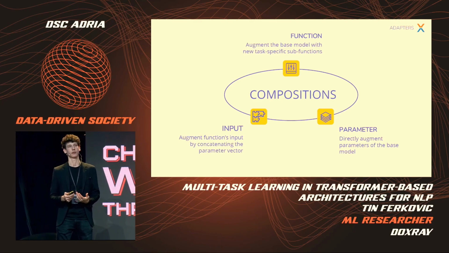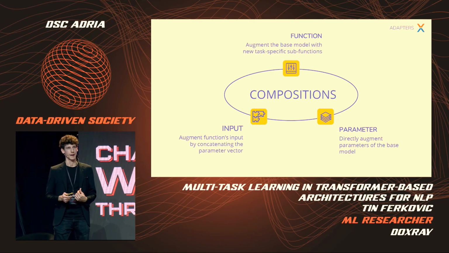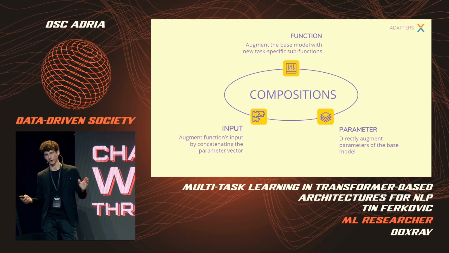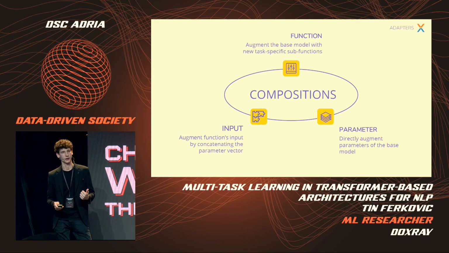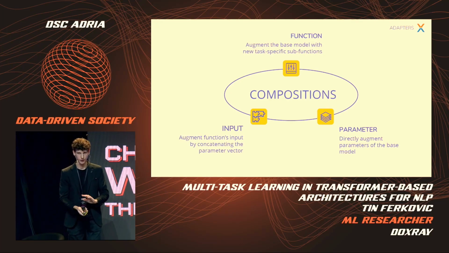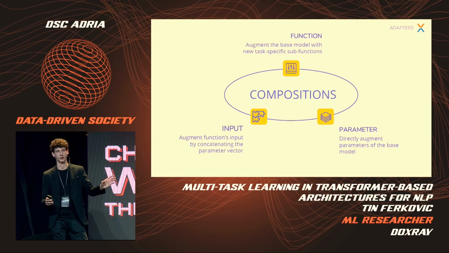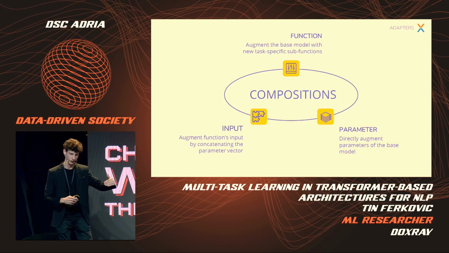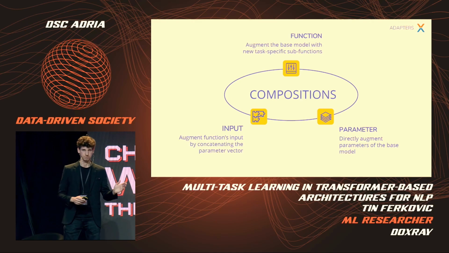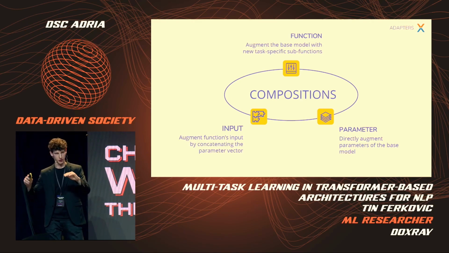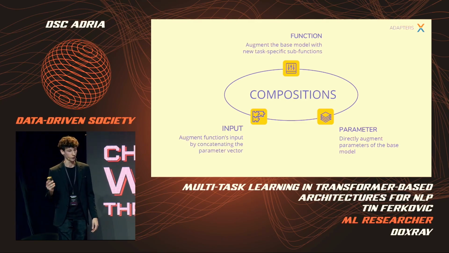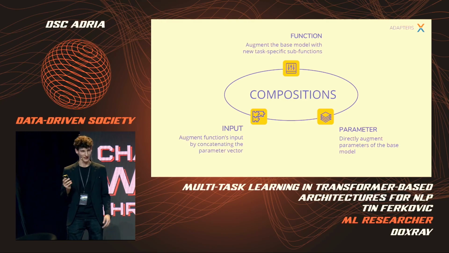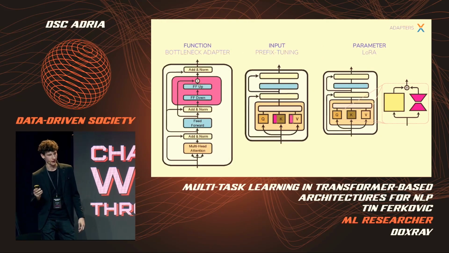There are 3 types of compositions that you can do with adapters. Let's take a look at the transformer as a bunch of functions. And then you can do function composition. You can insert them like sub-functions into the transformer. You can do it like input composition, so you append the parameters. You augment the transformer in that way, that you append the parameters. Or you can do parameter composition, where you actually change those parameters directly, but in an intelligent way, as we will see now. We will take now an overview, don't get scared, of the 3 architectures.